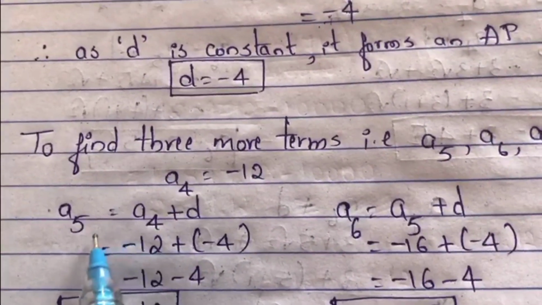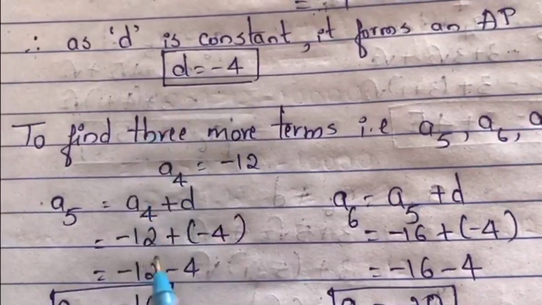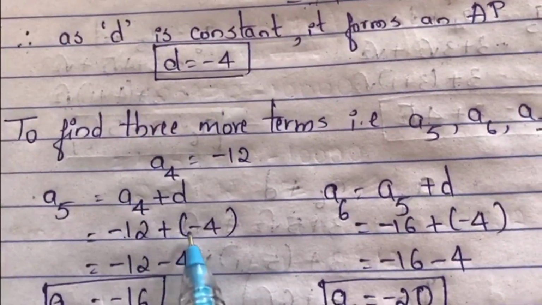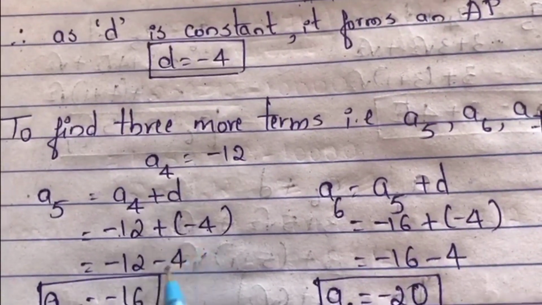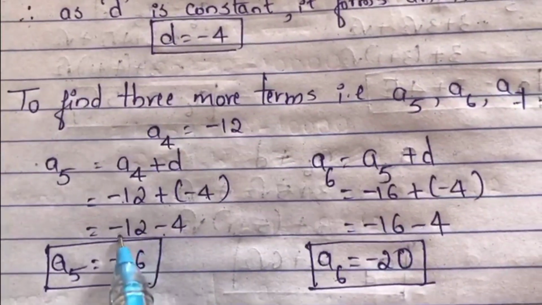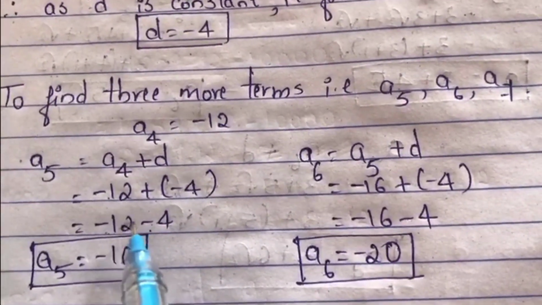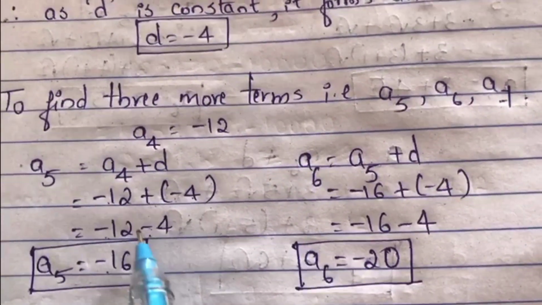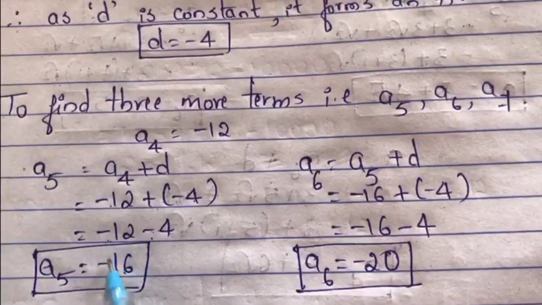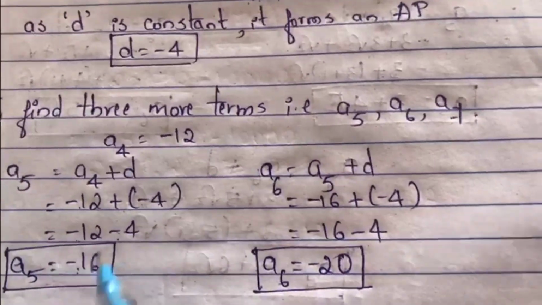A5 will be A4 plus D. Here D is minus 4. Therefore minus 12 plus of minus 4. We need to multiply: plus into minus will be minus. As 12 and 4 have the same sign, that is minus, we need to add them and write minus. 12 plus 4 will be 16, and we write minus. That is, A5 is minus 16.